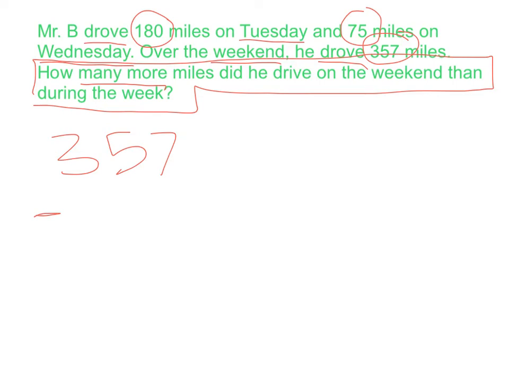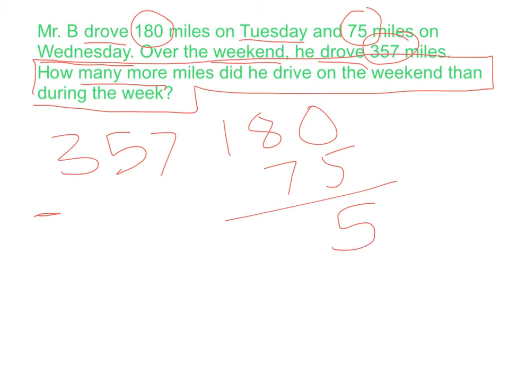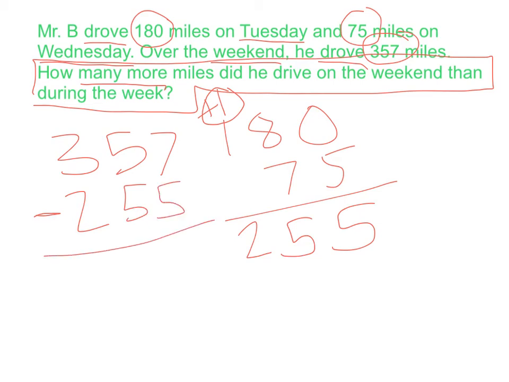One way that I would do this is I would take how many miles I drove during the week, and I would add those together, 180 plus 75. 8 plus 7 is 15, so the 5 goes down and I carry the 1 because I can only have one digit in each place value. And now I would subtract 255 from 357, which would give me 102 miles. I had to add first, and it would have helped to include my addition sign there.